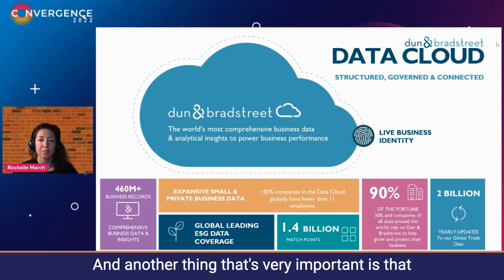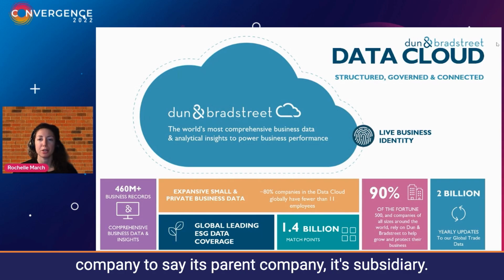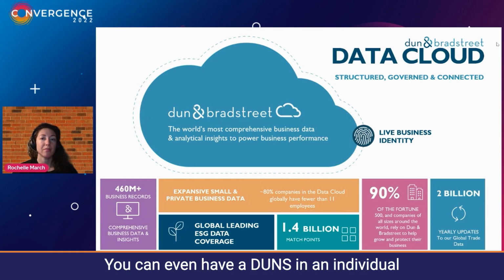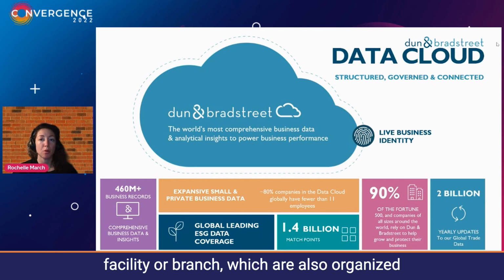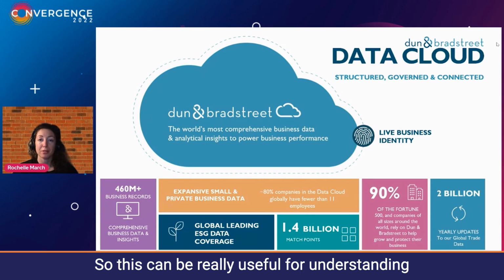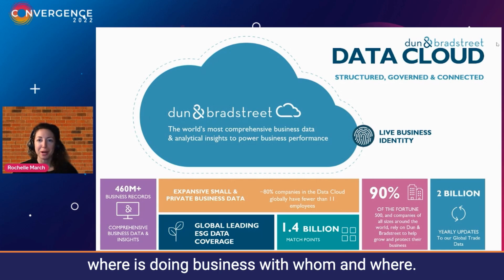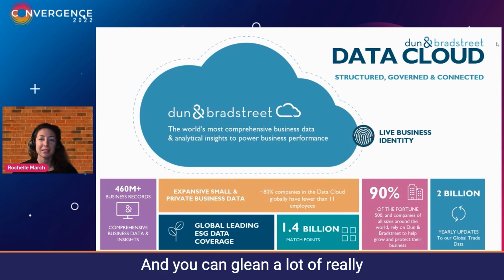And another thing that's very important is that DUNS is organized in the hierarchy of that company, to say its parent company, its subsidiary. You can even have a DUNS in an individual facility or branch, which are also organized up to the parent company and so on. So this can be really useful for understanding ultimate ownership, who owns what, and who is doing business with whom and where. And you can glean a lot of really interesting insights from that.